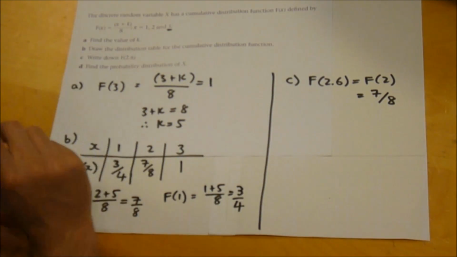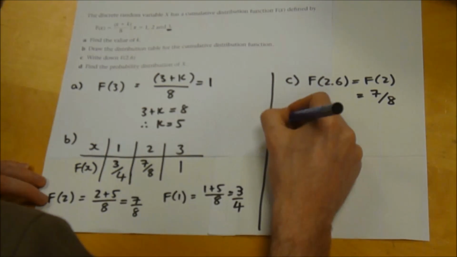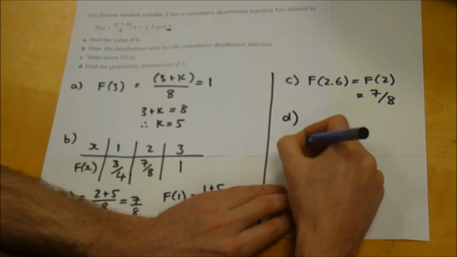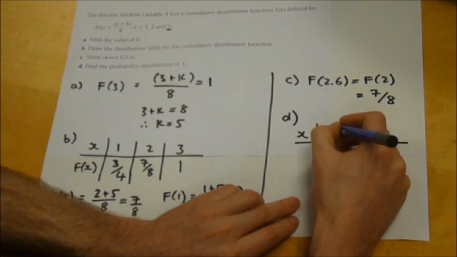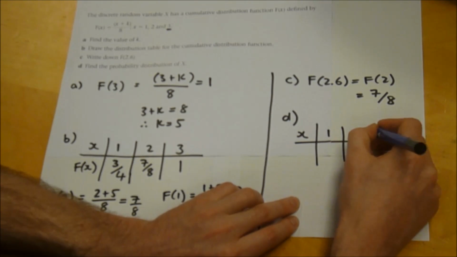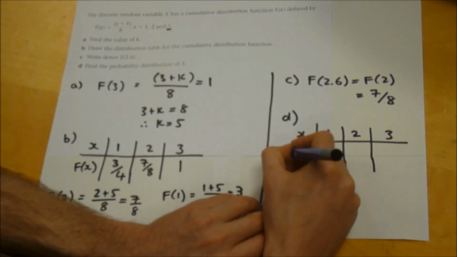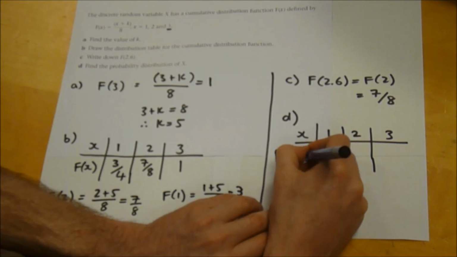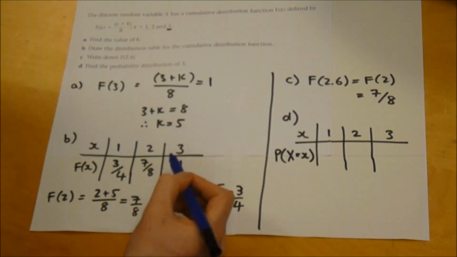Right, the last one, find the probability distribution of x. Well, again, this is wanting us to draw a table. But this time, we want the probability that our discrete random variable equals x, not the cumulative. Now, the key to this is to start right at the end.